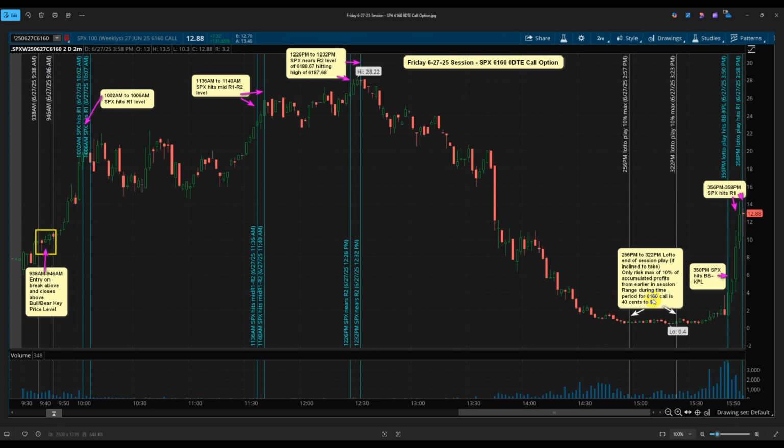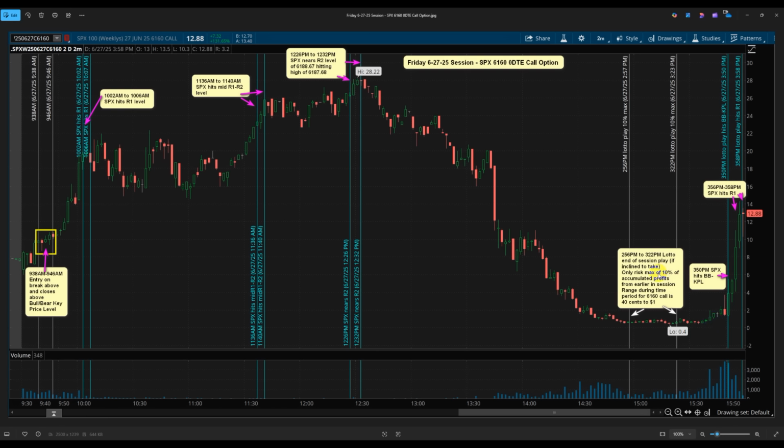So as you can see, you would have had a massive profit taking this lotto play. However, with lotto plays, that's why you're only risking a max of 10% of your profits. This very well could have not happened, and it could have just traded sideways the rest of the day, and then this would have ended up being worthless at the end of the day.